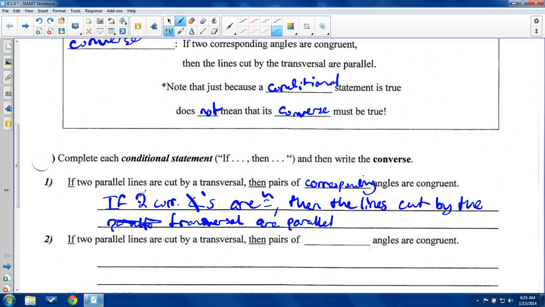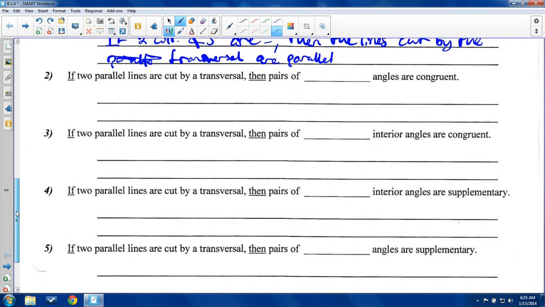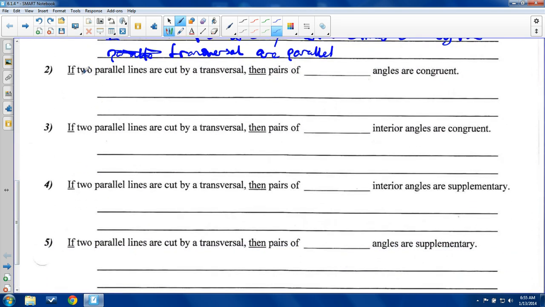Now it's up to you to decide whether or not the converses are always true. In this case it is, but you have to check all of them, and we're actually going to do that on the back. I'm going to come up with these things for you to make sure that you know what we're talking about here based on what the things say, right? You have to make sure you write the correct thing.